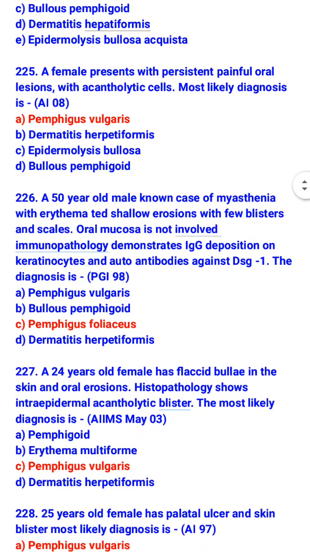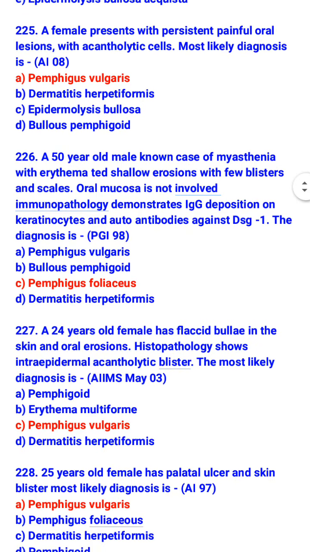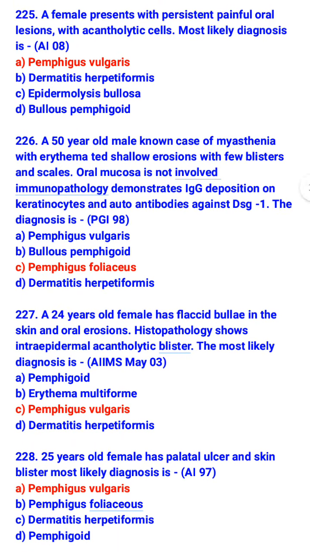A 50-year-old male, known case of myasthenia, with erythema, increased shallow erosions with few blisters and scales. Oral mucosa is not involved. Immunopathology demonstrates IgG deposition on keratinocytes and autoantibodies against DSG1. The diagnosis is pemphigus foliaceus.